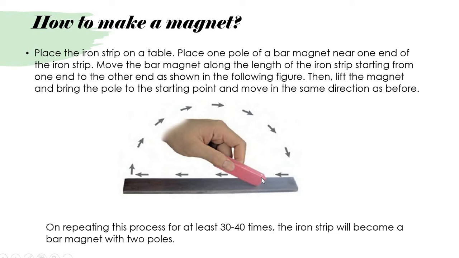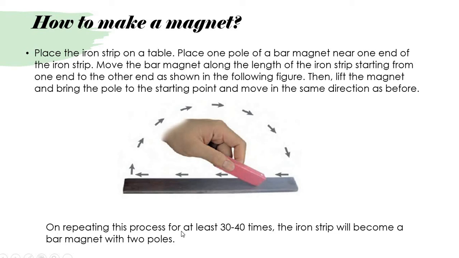Then lift the magnet and bring the pole to the starting point and move in the same direction as before. First of all, starting from here, we have to move this bar magnet to the other end. Then we have to lift this bar magnet in this direction, and again we have to start the same thing from one end to the other end.